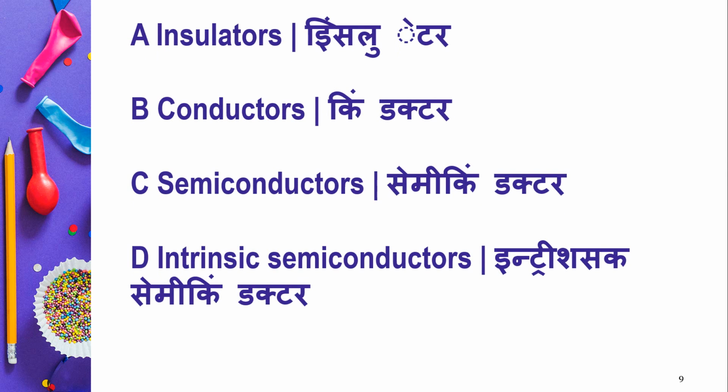Which material contains 8 electrons in the valence layer? These are the options. We know that a conductor has 1, 2 or up to 3 valence electrons. Likewise, semiconductors have only 4 valence electrons. Insulators have more than 5 valence electrons, maybe 5, 6, 7, 8, 9, 10, whatever it may be. So the answer is insulators having 8 valence electrons.